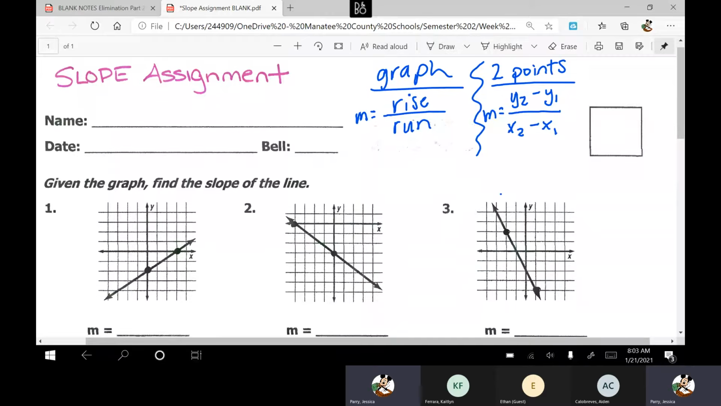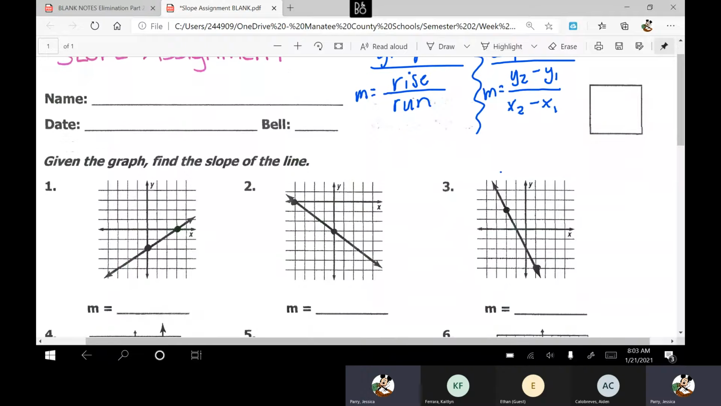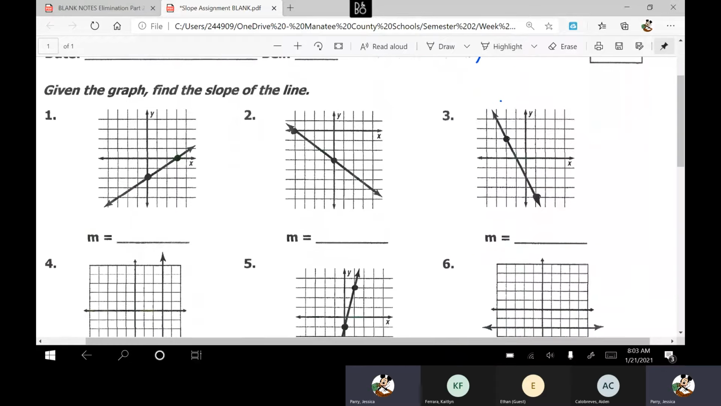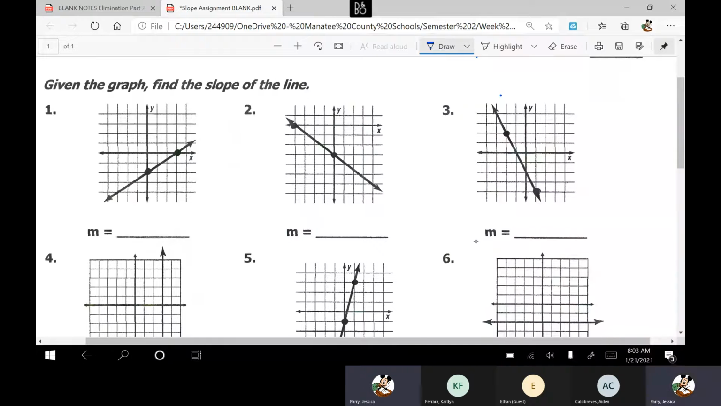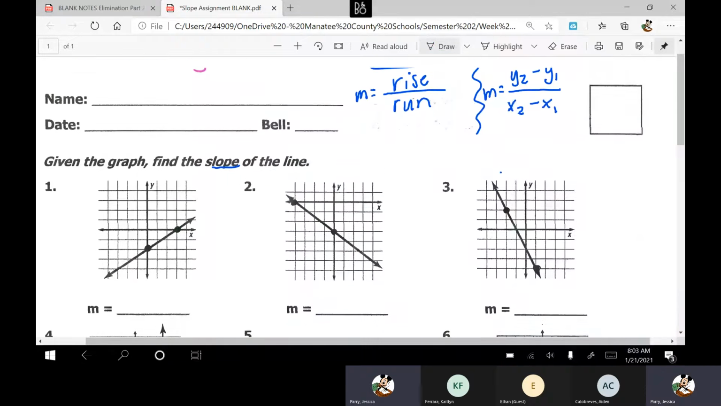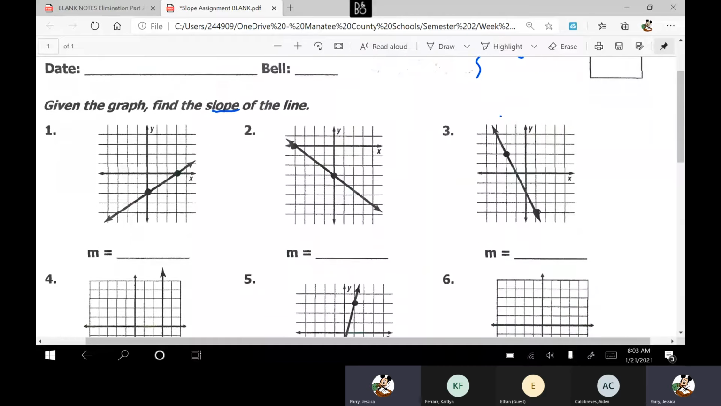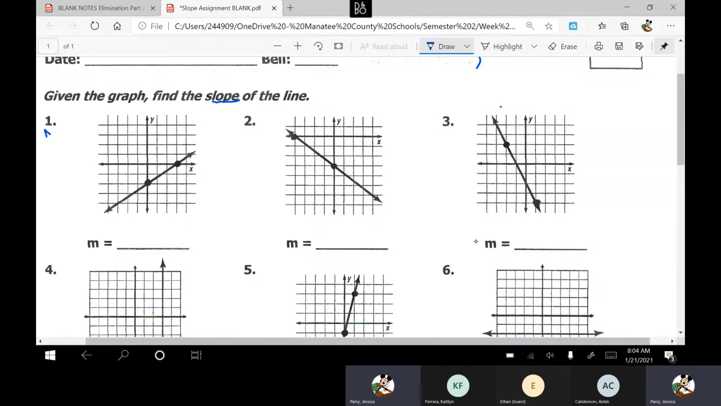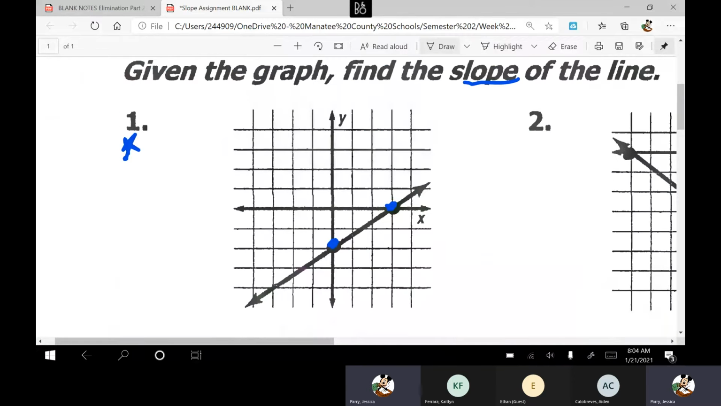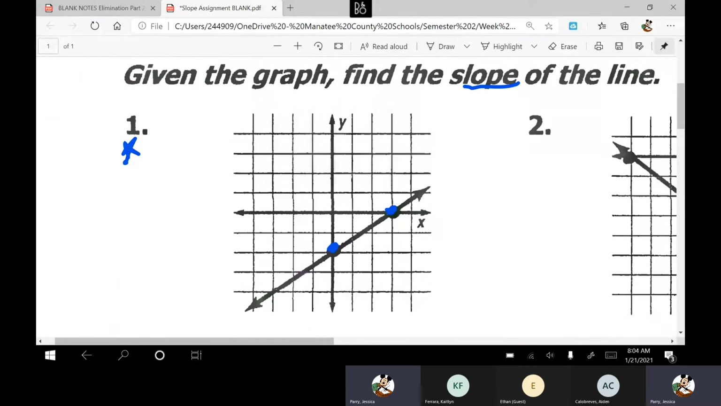All right, so first one we're going to do together here is number 1. Our directions for this top section say, given the graph, find the slope of the line. So they gave us this graph and they want us to find the slope. We're going to be using that rise over run because they gave us a graph. They gave us the 2 points here and here. Let me zoom in a little bit better so you can see it. So here's our 2 points. You always want to start with the point that's furthest to the left, and that's going to be this one here. And then we're going to do our rise.